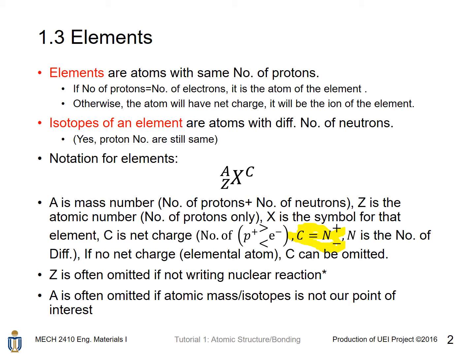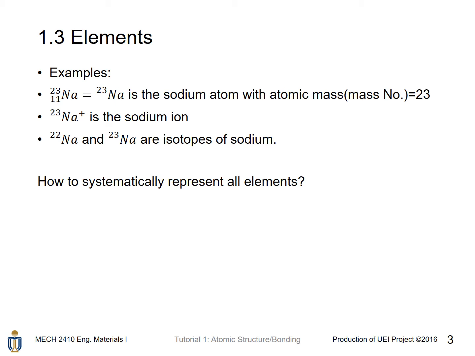If there is no net charge, for example, the same proton number and electron number, say the proton number is equal to 2 and the electron number is equal to 2, then there is no net charge, and you can just omit the C. Z is often omitted if not writing a nuclear reaction. A is also often omitted if atomic mass and isotopes are not our point of interest. This is equal to this, which is the sodium atom with atomic mass equal to 23.